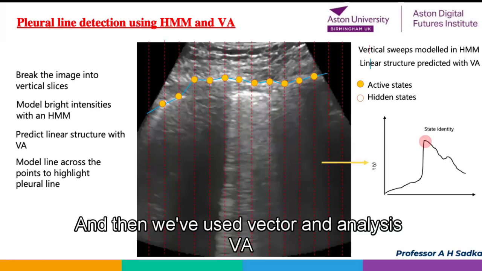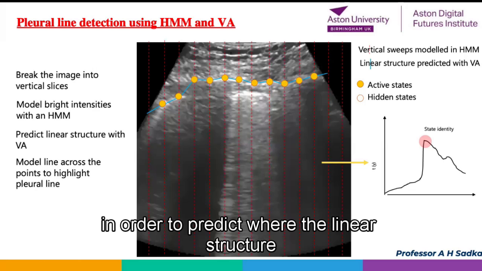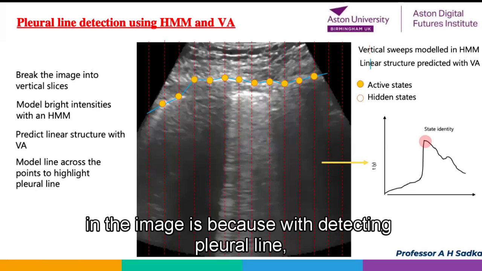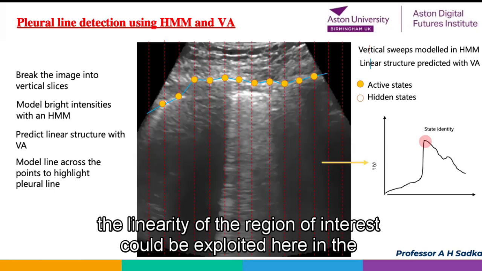And then we've used vector analysis, VA, in order to predict where the linear structure in the image is, because we're detecting the pleural line, and the linearity of the region of interest could be exploited here in the prediction process.